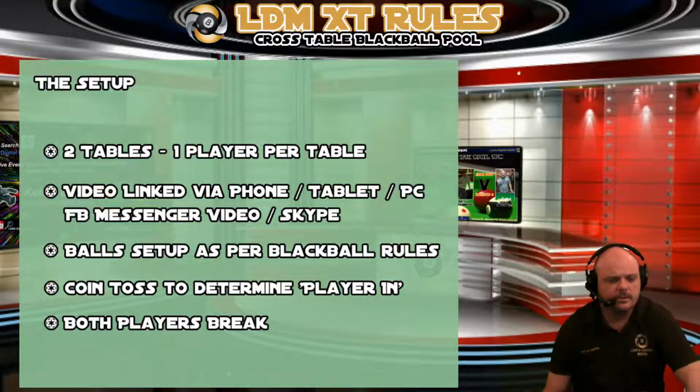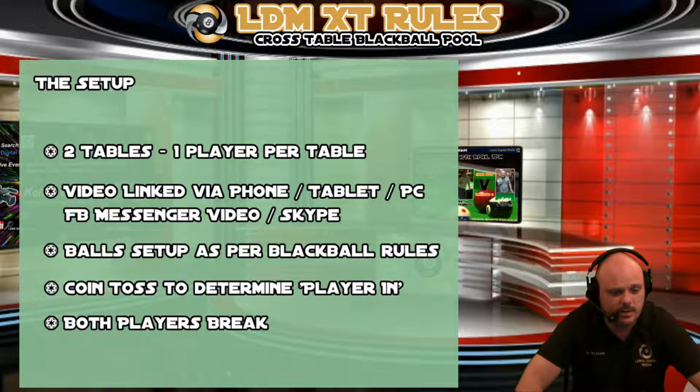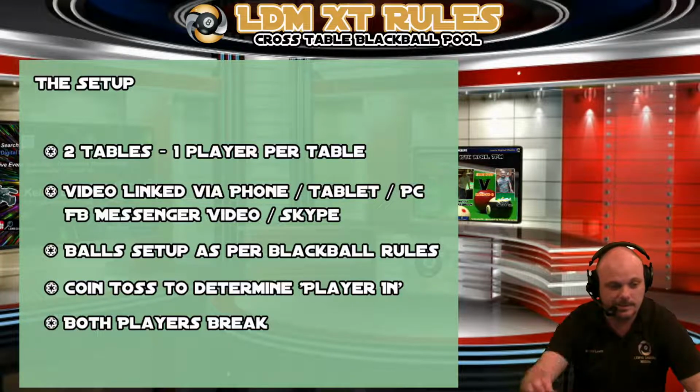the setup is obviously two tables, one player per table, so remotely. The idea is that you video link via phone, tablet or PC using Facebook Messenger video or Skype. The ball setup is as per normal Blackball rules. You obviously need to determine the player in, and both players will actually break.